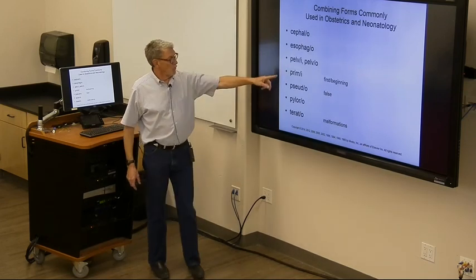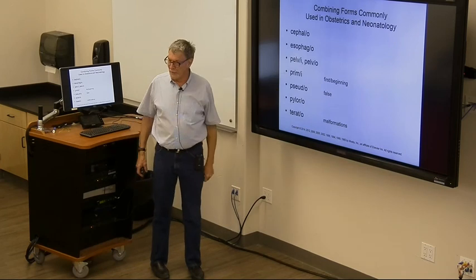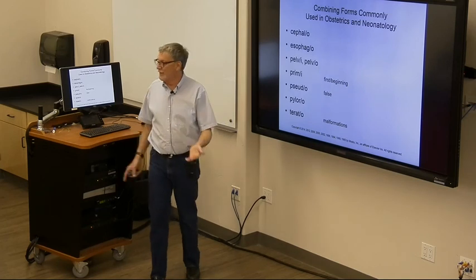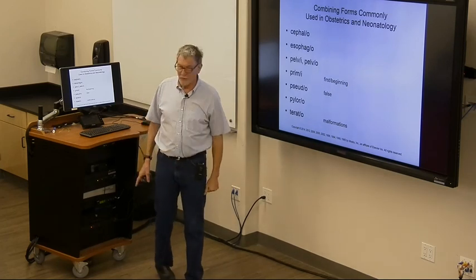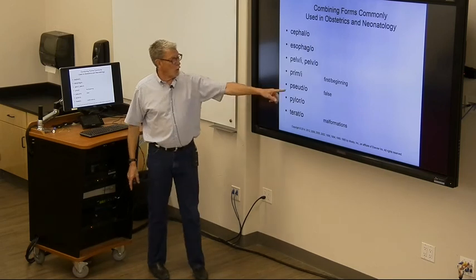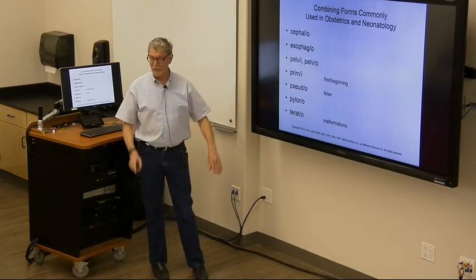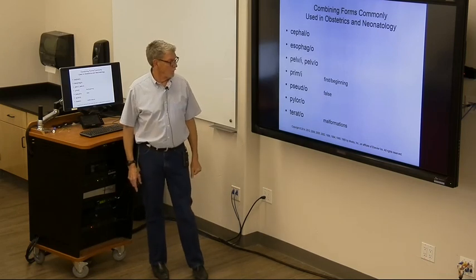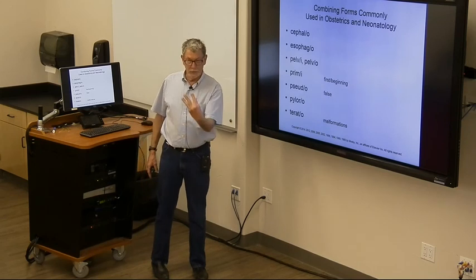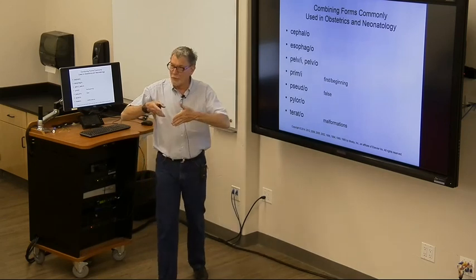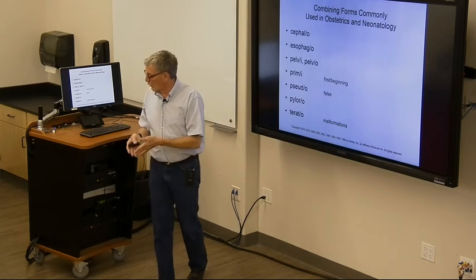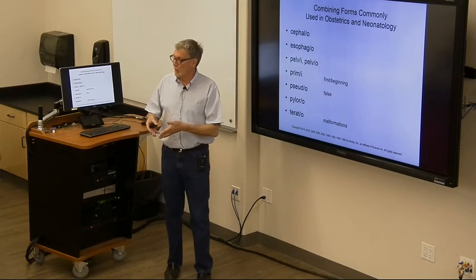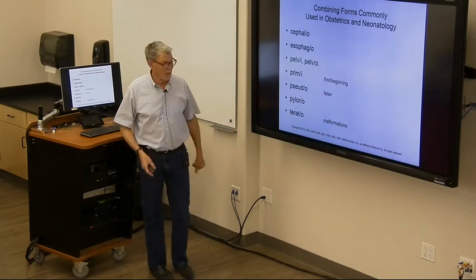Primi is the first one. So primigravida is the first time you've been pregnant. PG, or the first time of pregnancy, is primigravida. Pseudo means false in all aspects of life, and in this case we're going to have a pseudopregnancy, a false pregnancy. Pylor is for the pylorus. That's the lower part of the stomach where the stomach dumps into the intestine. Sometimes that doesn't work. You can have pyloric stenosis or some other problem that doesn't allow the stomach to empty into the intestine.